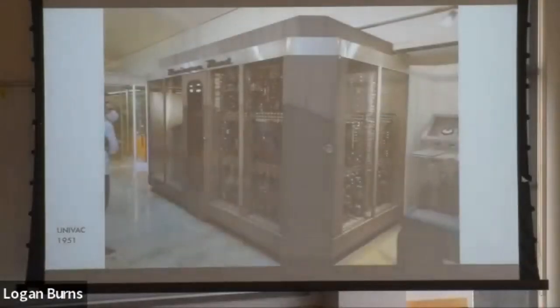Here's a UNIVAC computer. This is actually from the museum in Munich. I actually took this picture myself. This is Remington Rand's UNIVAC division of Remington Rand until it became UNIVAC itself. But this is, I guess you call this, the CPU of the computer. They were huge back then.